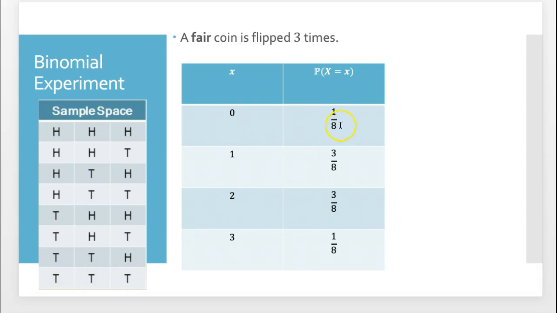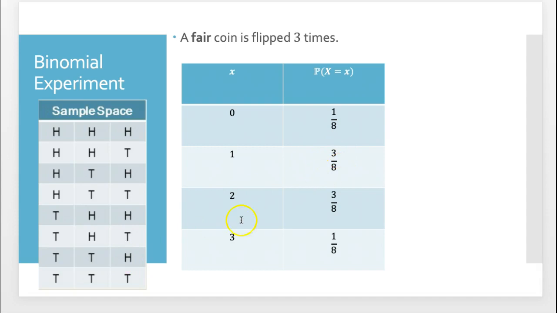So 1 out of 8. Now for 1 heads, how many different ways can I get 1 heads? Well, I get 1 heads here, I get 1 heads here, I get 1 heads here. So there are 3 ways to get 1 head, so 3 over 8. Okay, that's the probability of getting 1 heads.